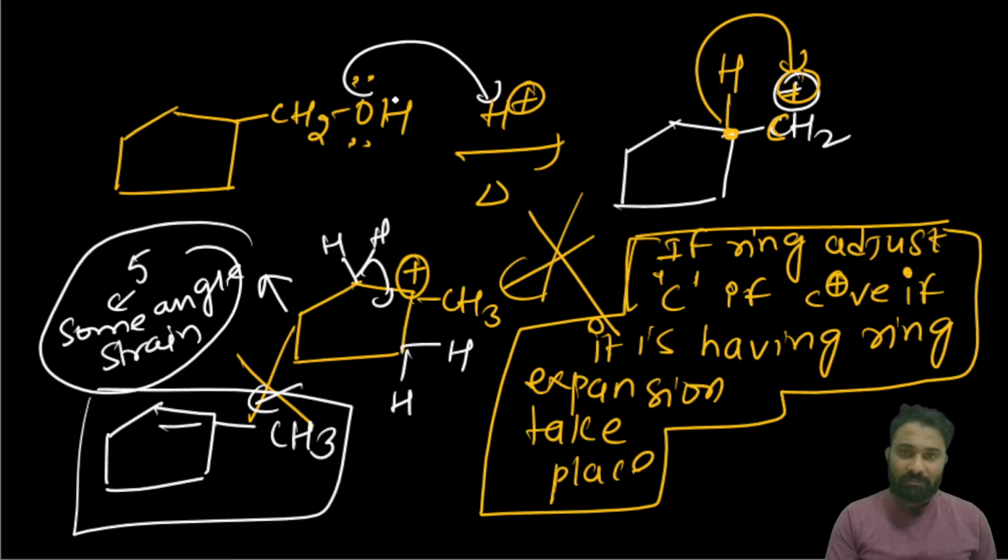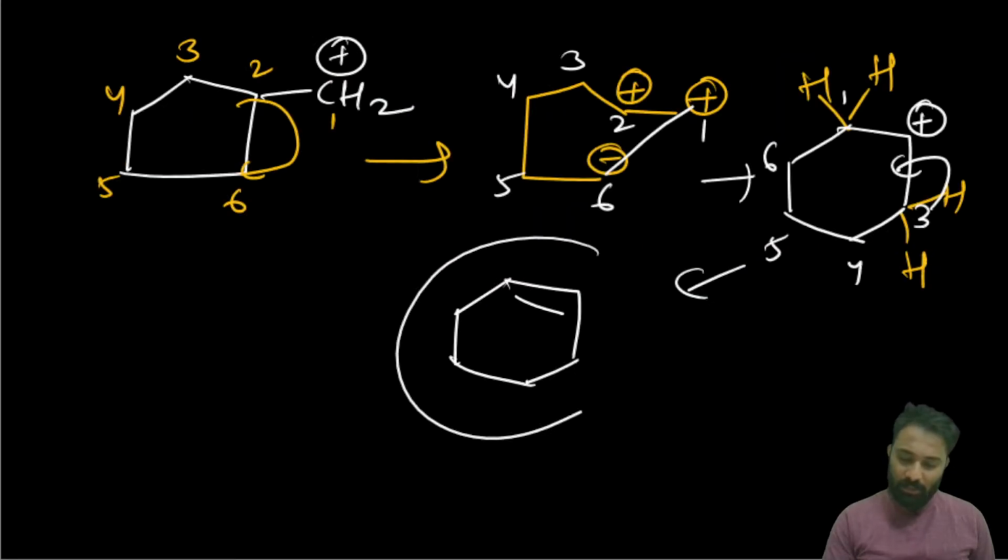Next, here is an example of a dehydration reaction with ring expansion. Most of the cases they will think the product is this one, but we know that if the ring-adjacent carbon has the positive charge, ring expansion will happen. Clear? By that, what product will we get? The stable product of this one is cyclohexene. Done.